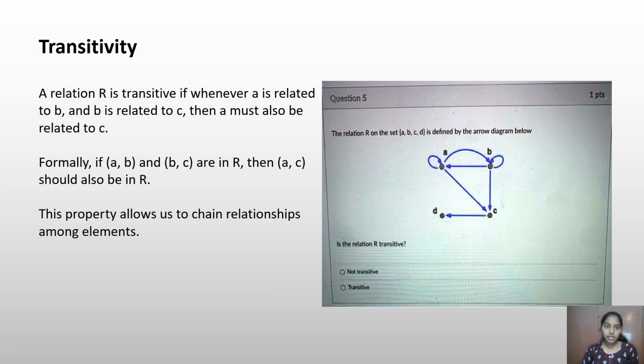The other property is transitivity. A relation R is transitive if whenever a is related to b and b is related to c, then a must be related to c. Formally, if (a, b) and (b, c) are in R, then (a, c) should also be in R. This property allows us to chain a relationship among the elements.